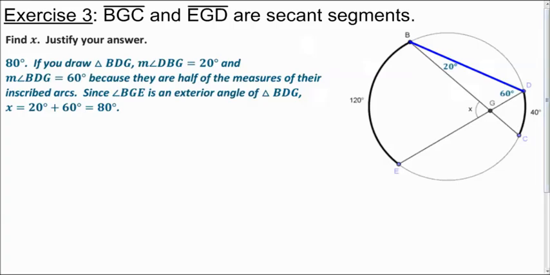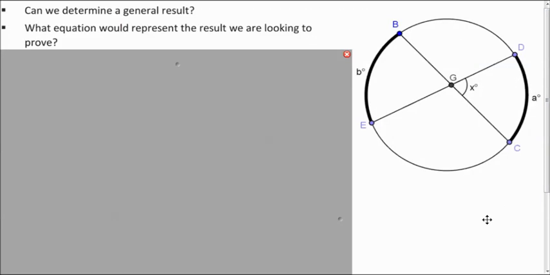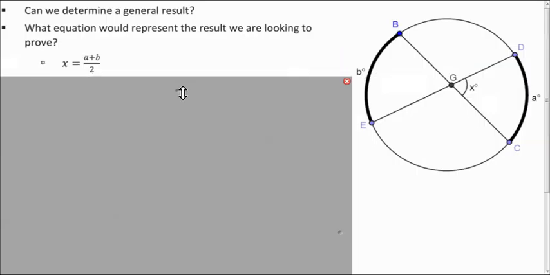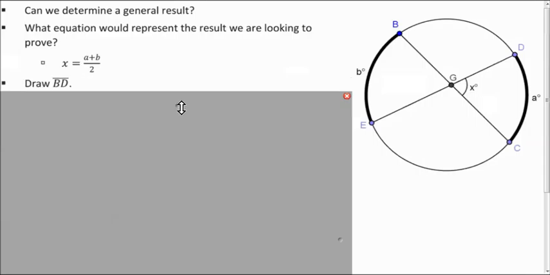And we want to show that that result holds in general. So here, we've replaced those measurements with a and b. You don't know what the measures of the arcs are. And what do we want to say about x? How is it related to these two quantities? We want to say x is what we get if we add a and b together and divide by 2. So let's go about it the same way as before. Connect B and D.